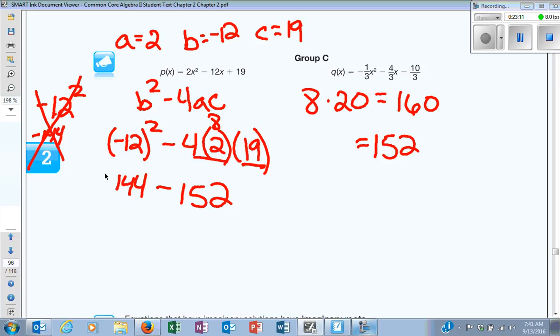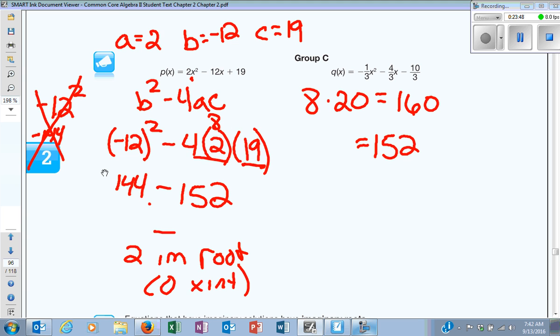So I know that it's going to be 152. Here's my next question. See how smart you are. Do I really care what 144 minus 152 is? No. All I care for my question is whether it's positive, whether it's 0, or whether it's negative. What is this answer going to be? Negative. What does that mean for this problem? I have 2 imaginary roots, which means 0 X-intercepts. Are you with me?